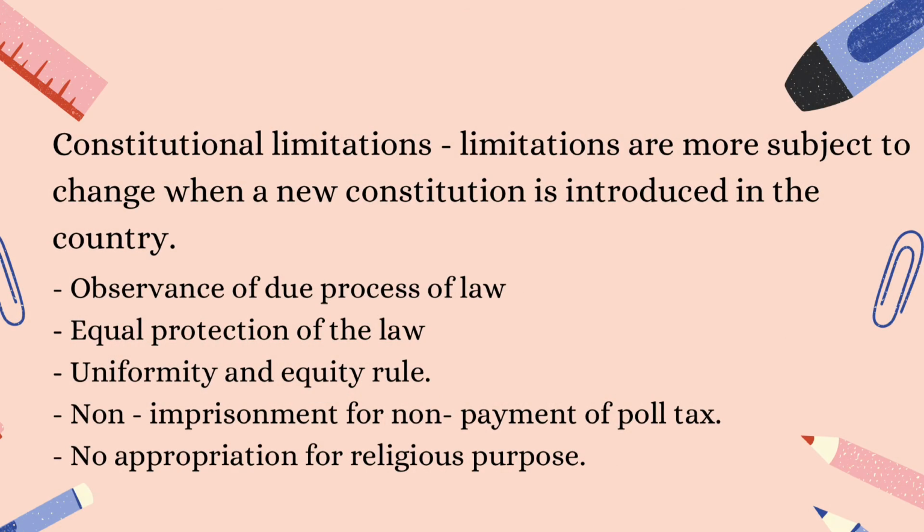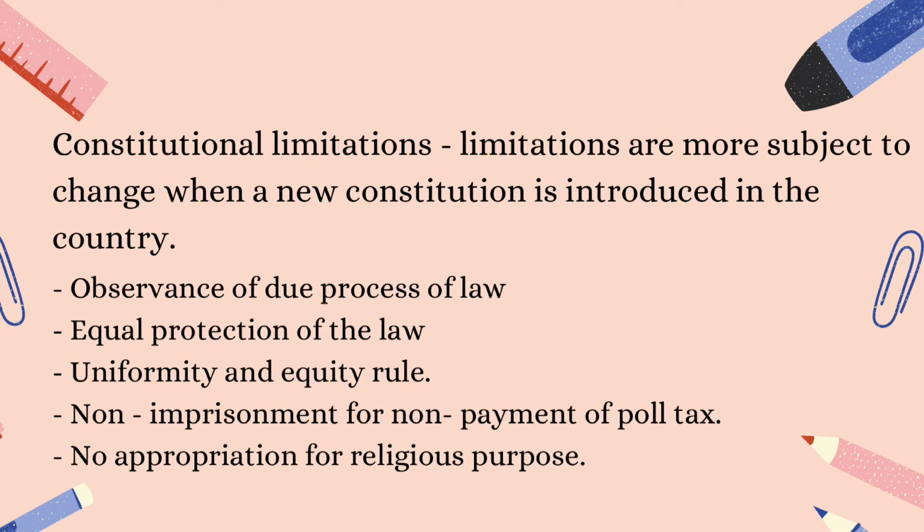So the second kind of limitations is the constitutional limitations. These are limitations that are more subject to change when a new constitution is introduced in the country. First is observance of due process of law. This is stated in Article 3, Section 14.1 of the Constitution that says, no person shall be held to answer for a criminal offense without due process of law. Second is equal protection of the law. No person shall be deprived of life, liberty, or property without due process of law, nor shall any person be denied the equal protection of the laws. This is stated in Article 3, Section 1.